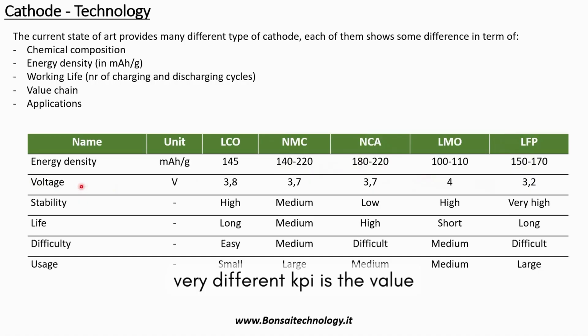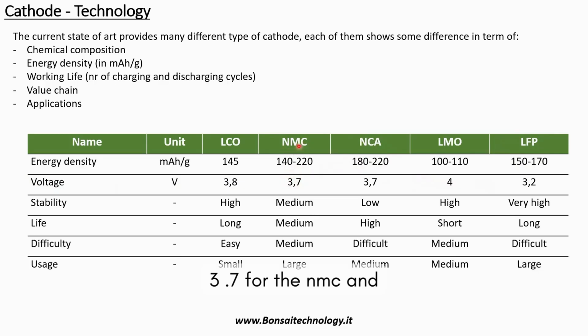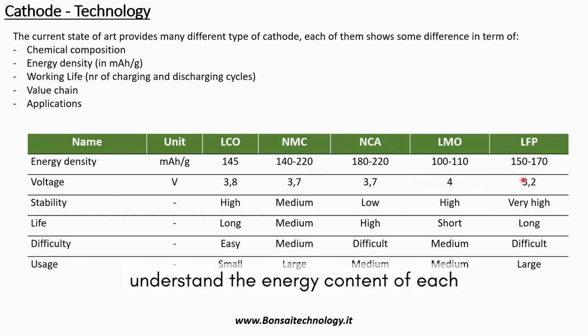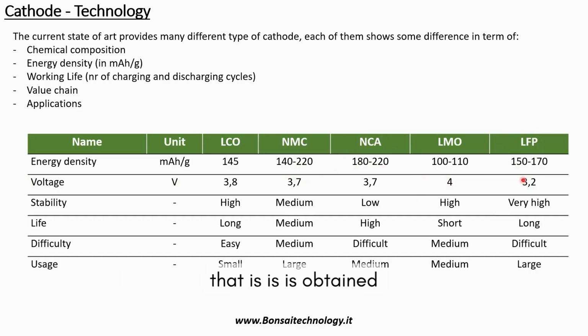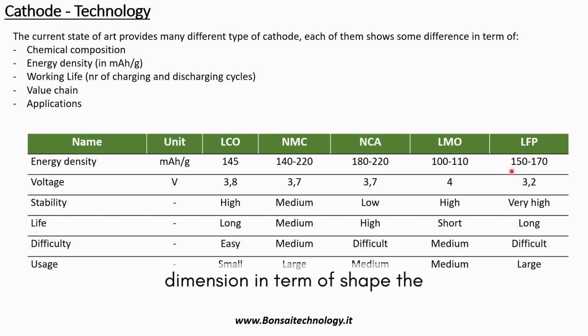Another very different KPI is the nominal voltage, that is 3.7 for the NMC and NCA, and just 3.2 for LFP. That means that to understand the energy content of each single cell, we multiply the energy density by the voltage. Considering the same cell in terms of dimension and shape, the LFP battery cell contains less energy than NMC.